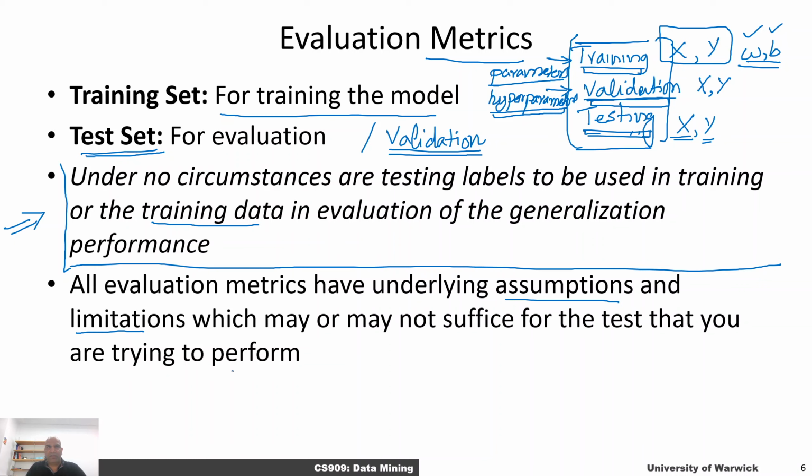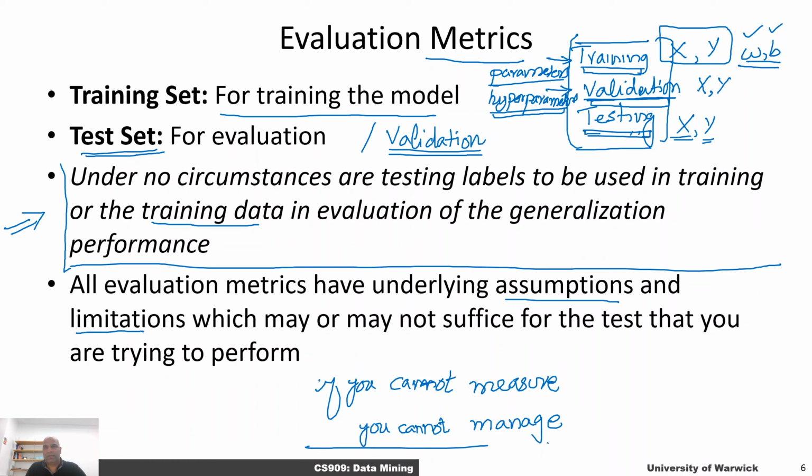And there's a very good maxim that says if you cannot measure how good or bad something is, you cannot manage it, you cannot fix it, right? And what we want to do is measure how good or bad a given classifier is on a given test set. Okay. And for that, we are going to study different metrics. We are going to talk about the assumptions and limitations of those metrics.